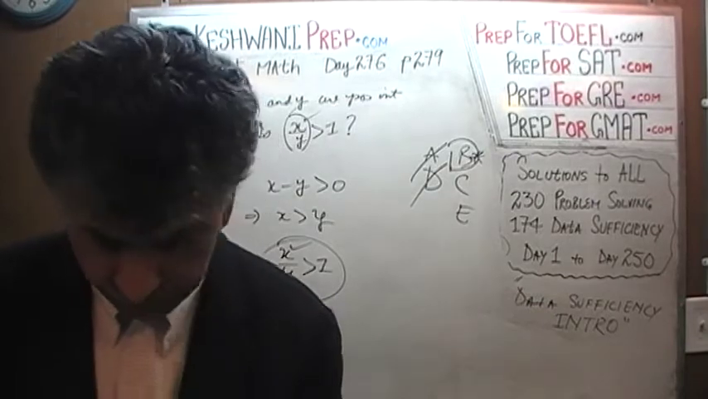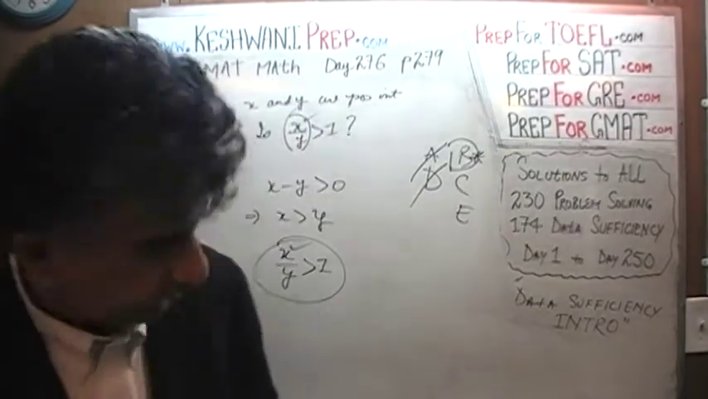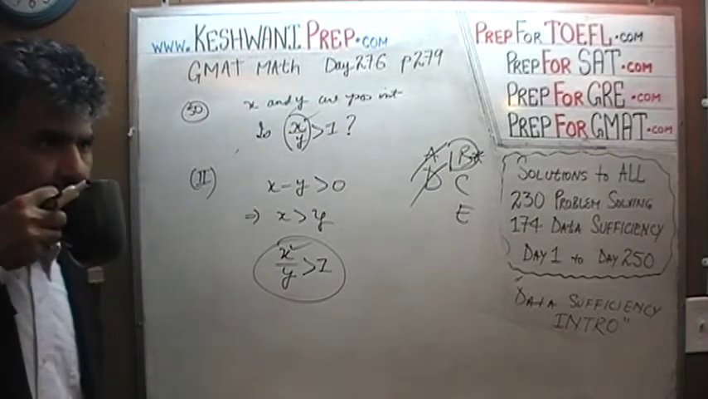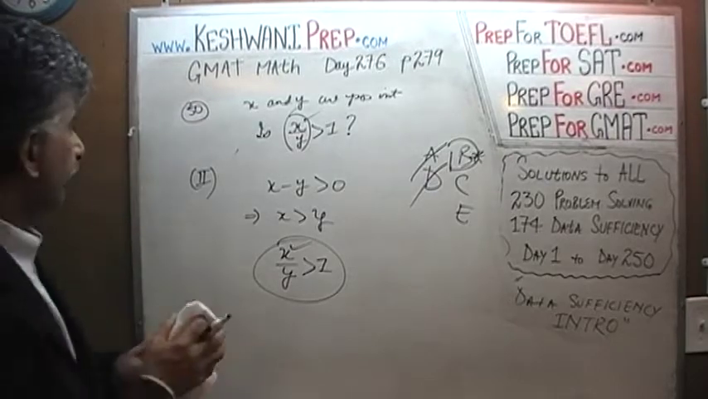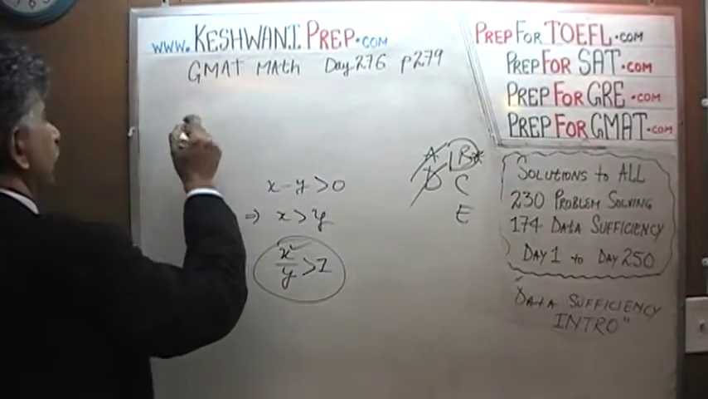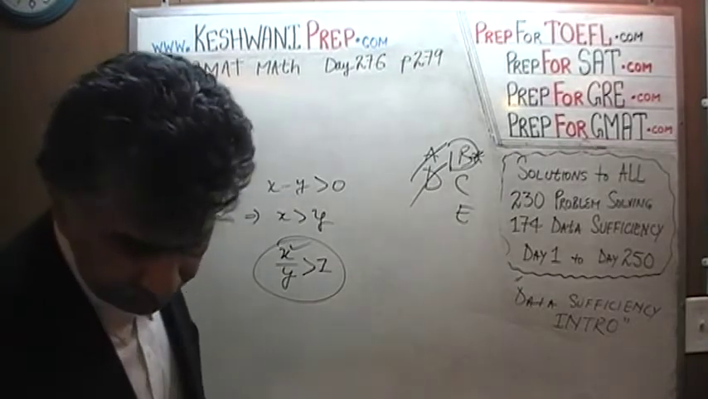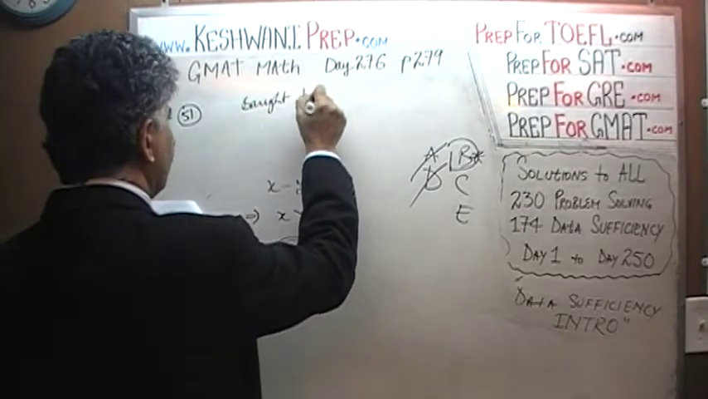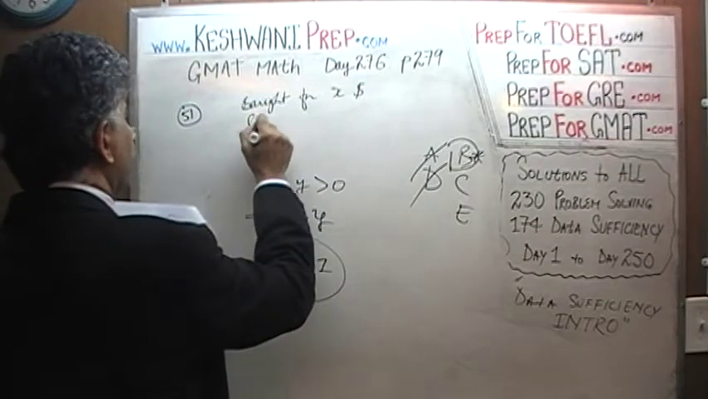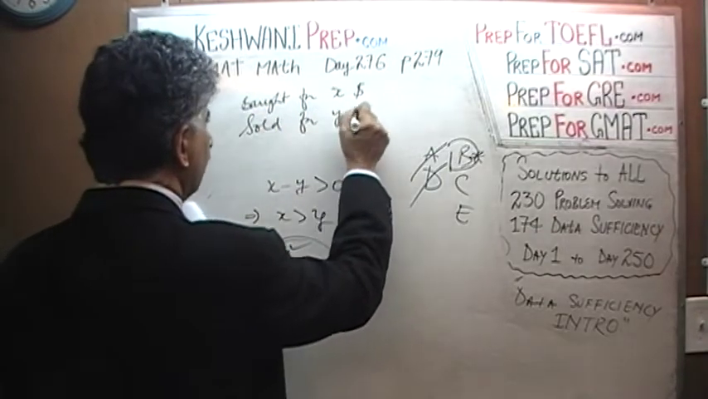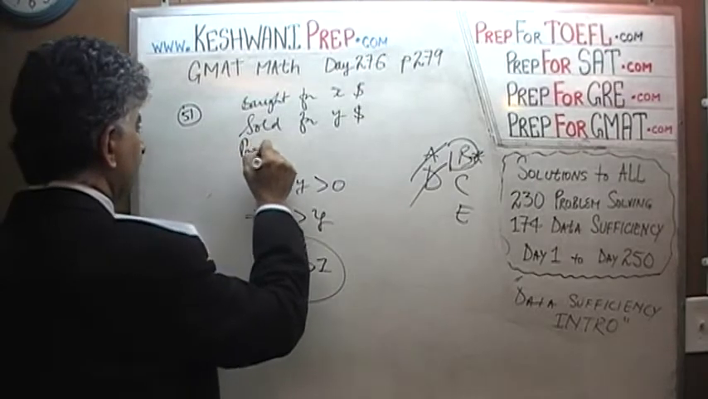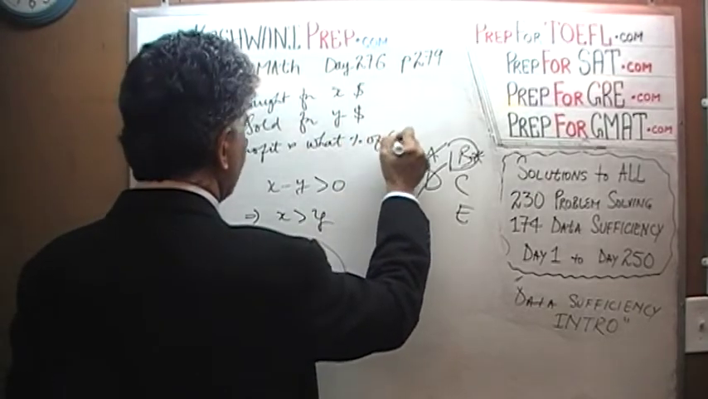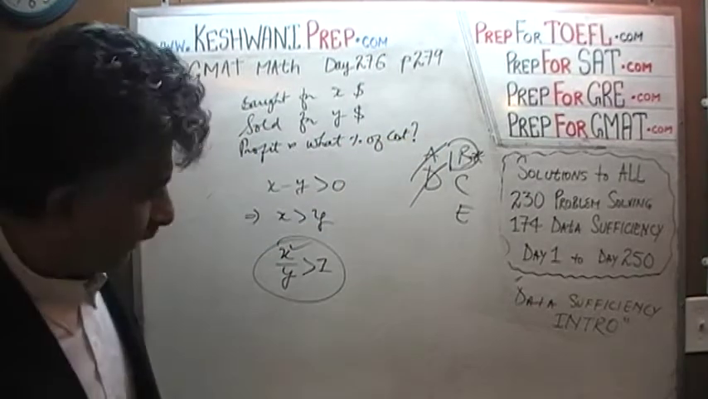Next problem in the same column, number 51. Number 51 says that we bought something for X dollars. And then we are told that we're going to sell it for Y dollars. The question is, profit is what percent of the cost?